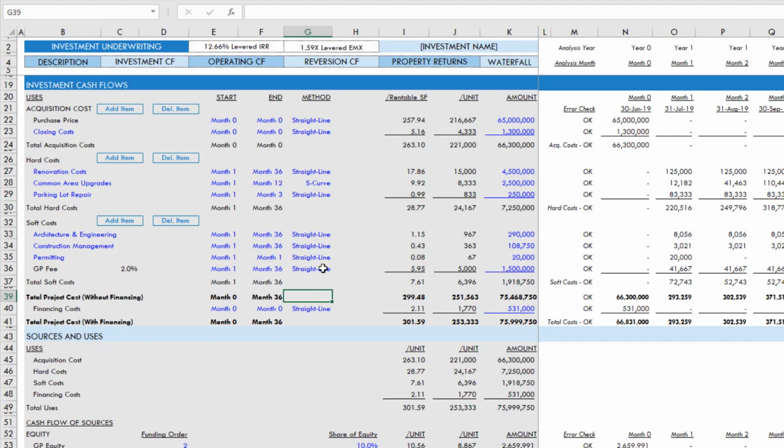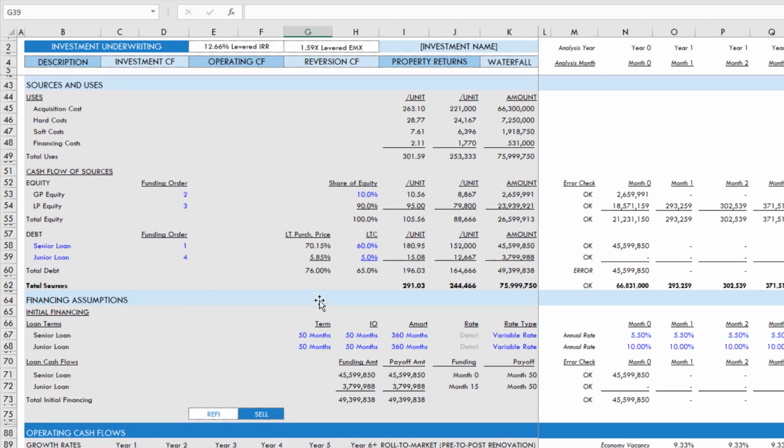Now, in the previous video, we talked through the uses within the investment cash flow section, and here we're going to talk about sources, right? So we have a total amount of uses, roughly 76 million, which covers our acquisition costs, our hard costs, soft costs, financing costs, and we need sufficient sources to cover those uses. And that's both in aggregate, and also in timing. We need to time out our sources such that there's sufficient either equity or debt to cover whatever expense, capital costs, uses that we have at any given point in time through the renovation period.